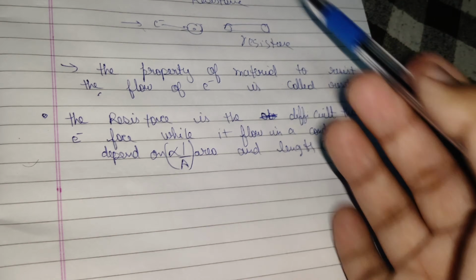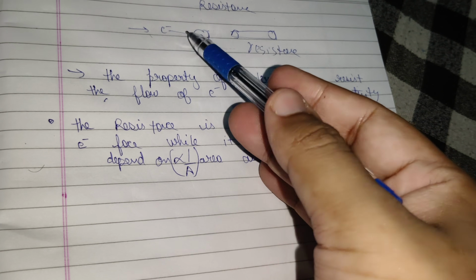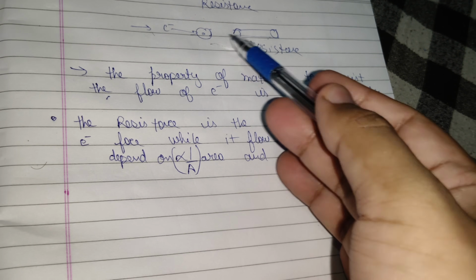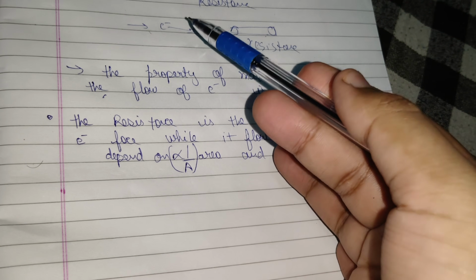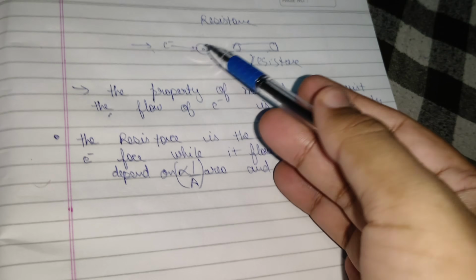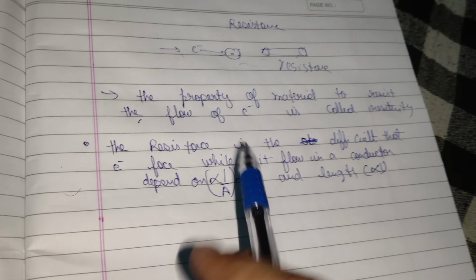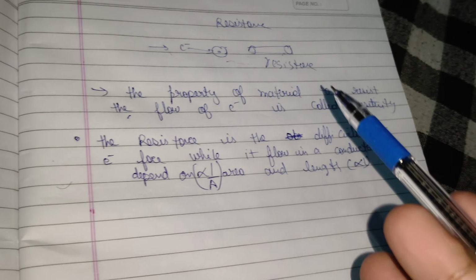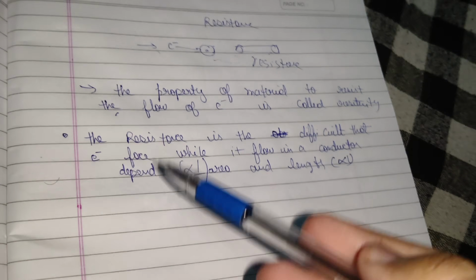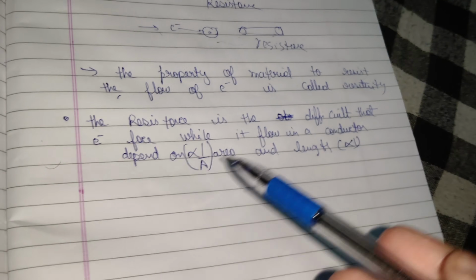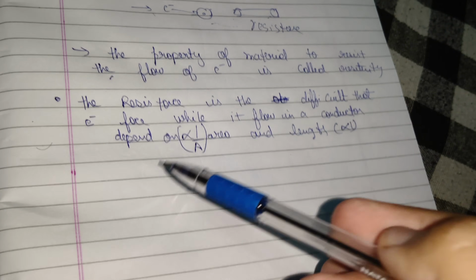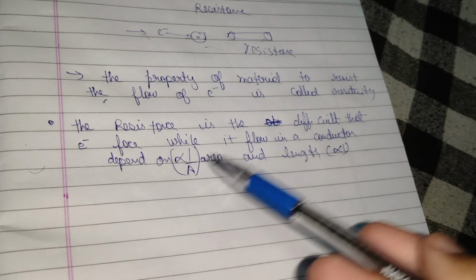So, as we see, the electrons flow through a conductor. The atoms attract them, so there is an obstruction that resists the flow of electrons. This property of the material itself is called the resistivity. And when we consider the geometrical parameters, that is length and area, together with it, that produces the resistance.